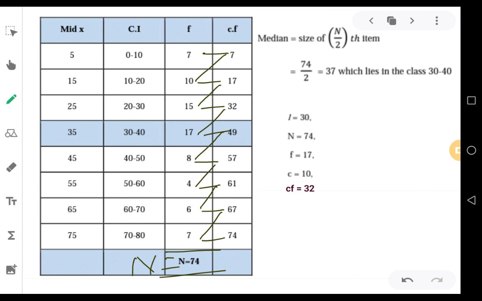After finding cumulative frequencies and adding the total of frequencies, you should find the size of the median. Size of the median is found by using n by 2. The value of n is the total of the frequencies. So n by 2 means 74 by 2, that means 37. Now you should find out in which class interval this 37 is falling.